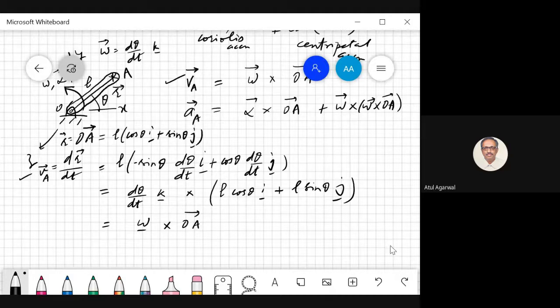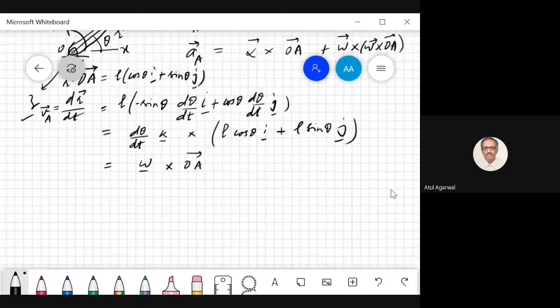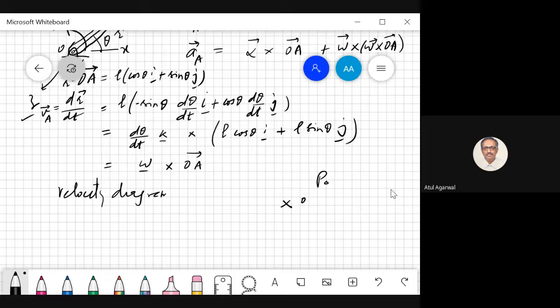Suppose I want to draw the velocity diagram. There is a concept of velocity diagram. In that, first you show the zero point. This is known as the pole of the drawing.